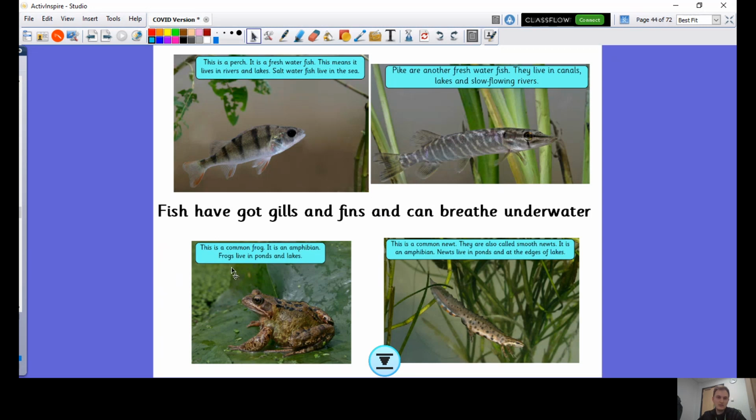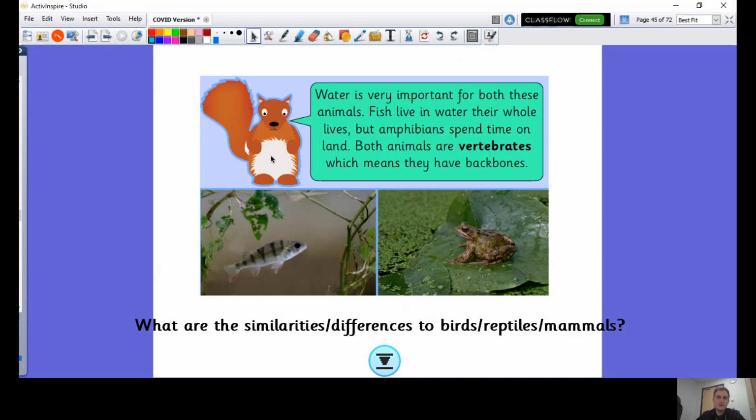Now let's look at some amphibians. This is a common frog, and it's found in ponds and lakes, and this is a newt. Kind of looks like a lizard, almost like our reptiles from last week. And it says newts live in ponds and at the edges of lakes. Maybe you've seen some fish in the wild or at a zoo, and maybe you've seen some amphibians too. Water is very important for both of these animals. Fish live in water their whole lives, but remember that amphibians spend time on land. They are born in the water, they start off in the water, and then they move onto land, like a frog. Both animals are vertebrates, which means they have backbones.